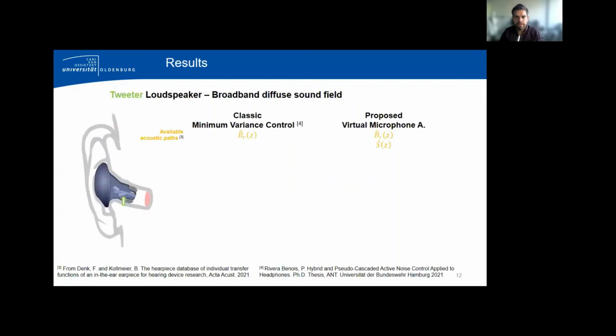In the first experiment, we consider the tweeter loudspeaker of the closed earpiece from the database by Denk and Kollmeier, marked here with a green arrow. We optimize the controller W using acoustic paths measured with a dummy head. As baseline, we consider another controller derived using an equivalent optimization procedure based on the classical minimum variance control approach, which aims at minimizing the sound pressure at the position of the inner microphone.